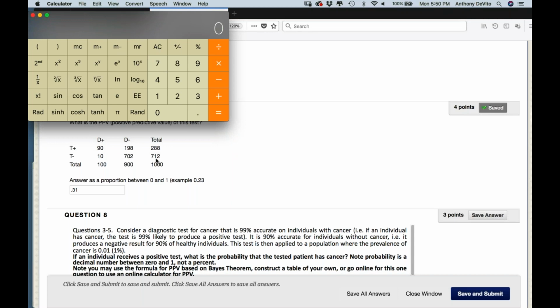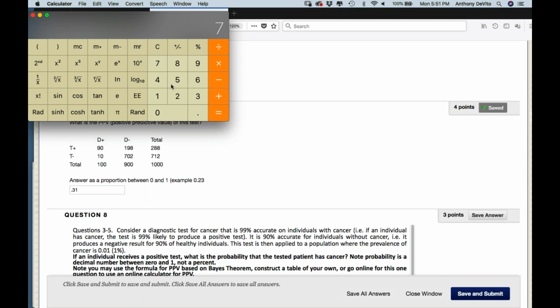We have 712 people that tested negative. 10 of them had the disease, so they're false negatives. 702 of them didn't have the disease, so they're true negatives. So negative predictive value is going to be 702, the true negatives, divided by the true negatives plus the false negatives, which adds up to 712. So 702 over 712, which comes out to 98%.